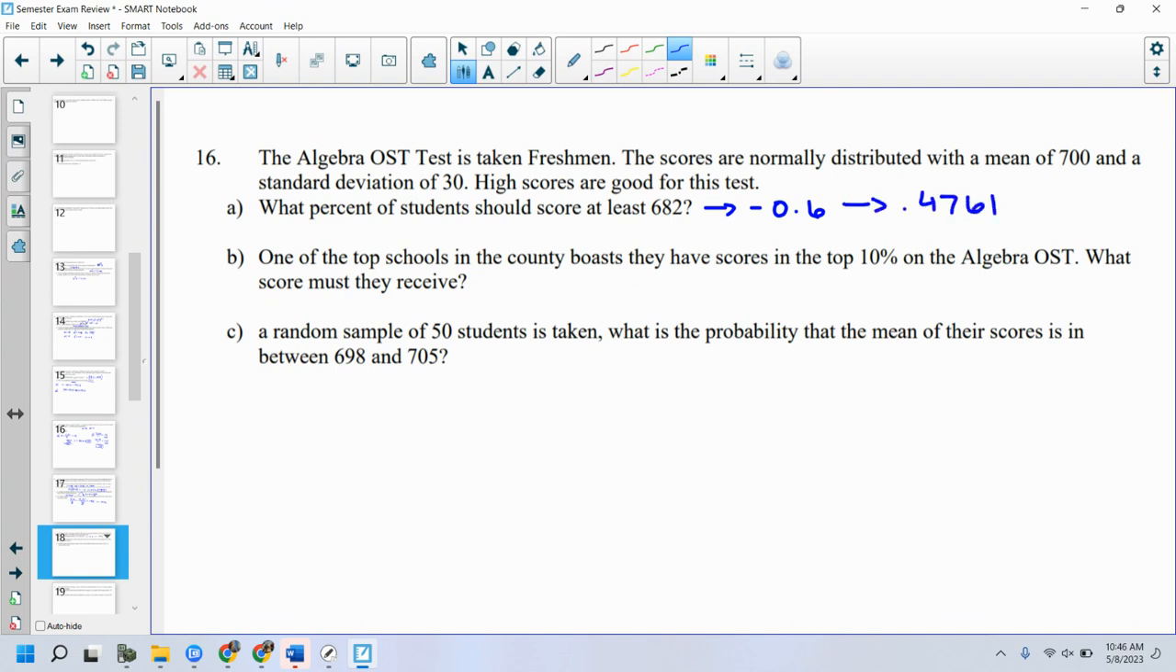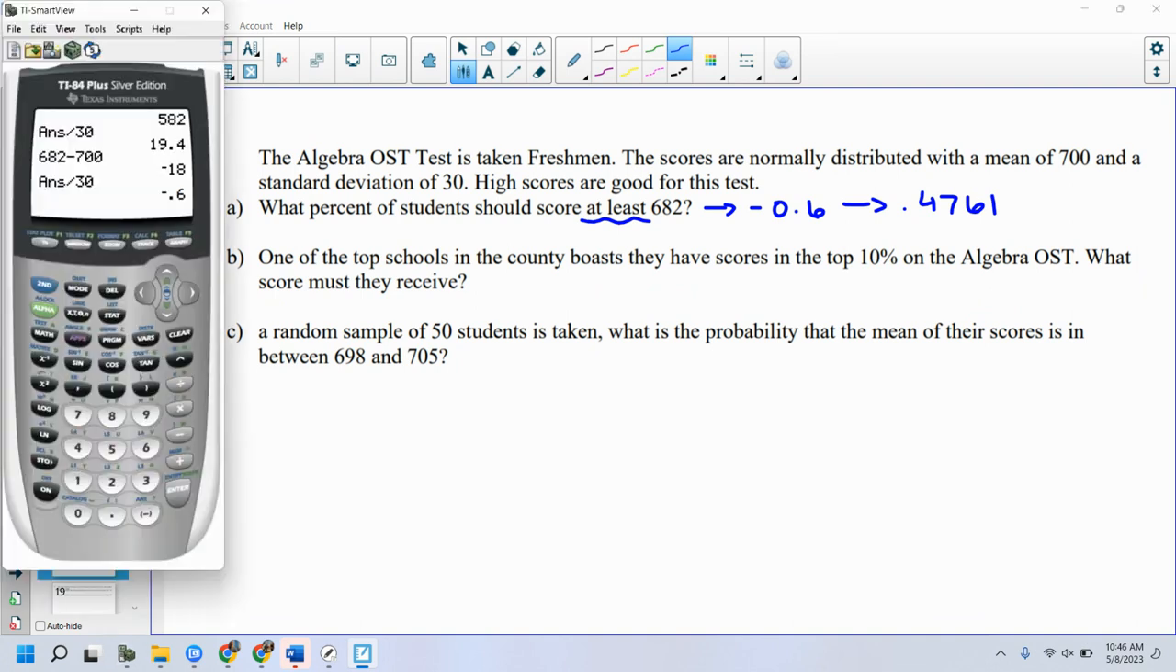Do I have to do 1 minus that? Yes, I do. Because I need to score higher than a 682, right? They need to score at least 682. Could they score a 685? Yeah, it's greater than. So that means I got to take 1 minus 0.4761. 0.5239.